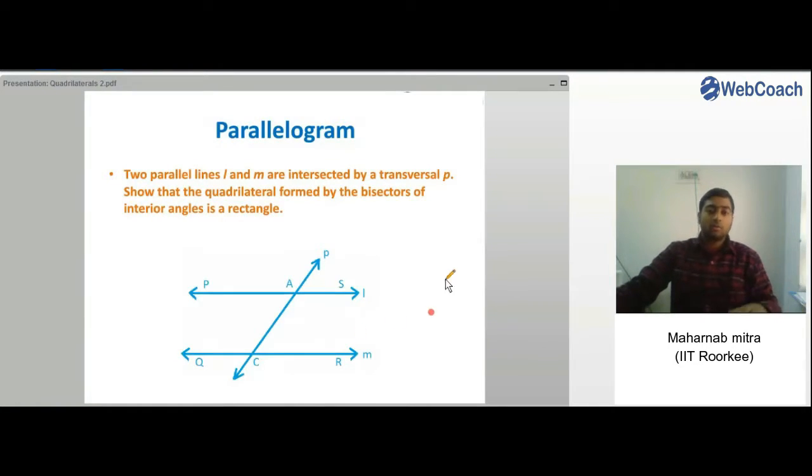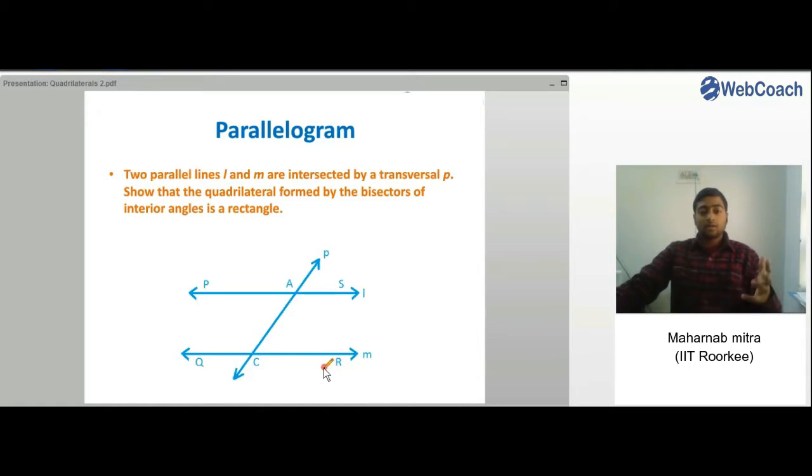We had asked you this question: two parallel lines L and M are intersected by a transversal P as shown in the figure. Show that the quadrilateral formed by the bisectors of the interior angles is a rectangle. I hope you have tried to solve this question, and in this class we will show you how to solve this question in a very easy way using whatever we have learned so far.